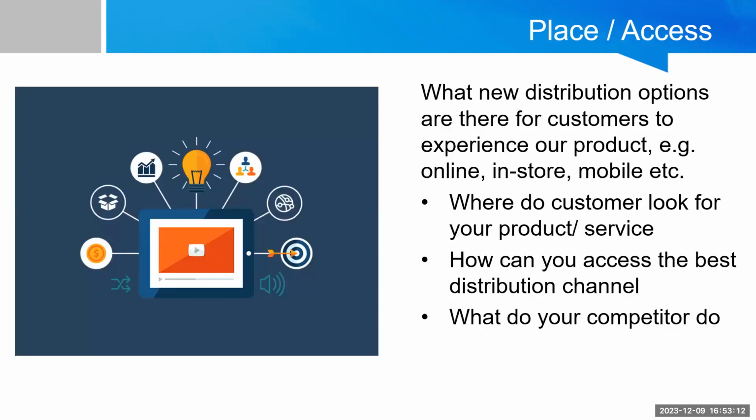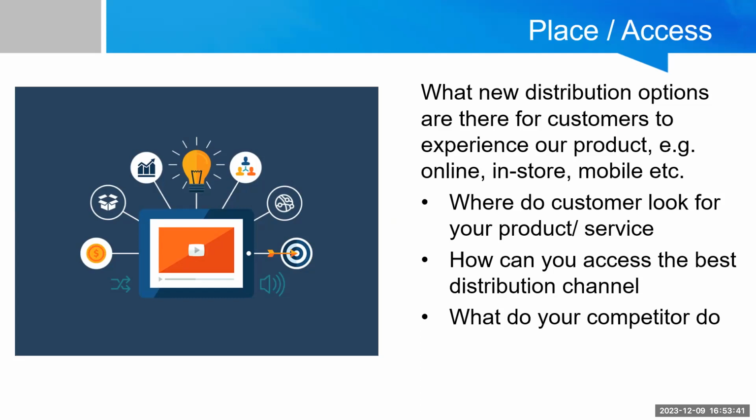The third P is place or access. What new distribution options are there for customers to experience our product? I mean, what are the available distribution options for customers to experience our product? That is online, in-store, or mobile. These are different distribution channels that you can use.